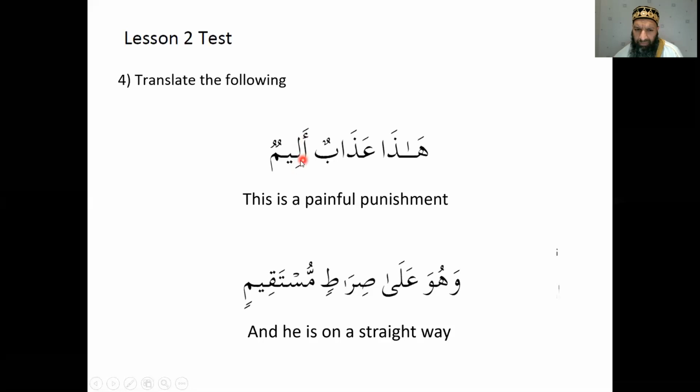And my son was getting a bit stuck here saying this has got an alif and a lam. But that alif and lam is part of the real word. This alim is a word. With alif lam it would have been al-alim. So that's a bit tricky looking there. What's alif lam doing there? That alif lam is actually part of the word.